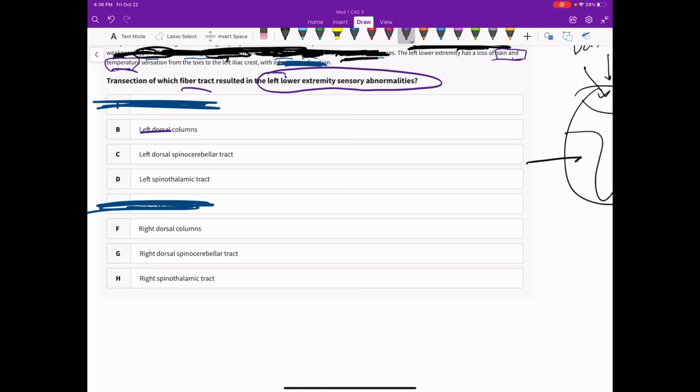Left dorsal columns. No, this is not a tract. This just goes through things. Left dorsal spinocerebellar. Maybe. Left spinothalamic. Maybe. What else? Right dorsal columns. Nope, this is not a tract. Right dorsal spinocerebellar. Maybe. Right spinothalamic. Maybe.